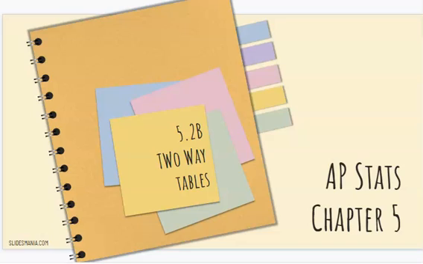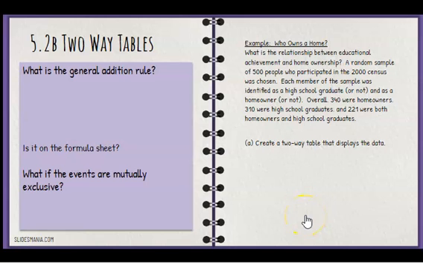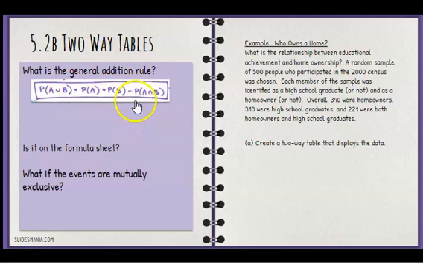5.2 Part B, we're going to look at using two-way tables to find probabilities. Okay, so first of all, we need to answer the question, what is the general addition rule? The general addition rule looks like this. The probability of A or B is equal to the probability of A plus the probability of B minus the probability of A and B happening at the same time.